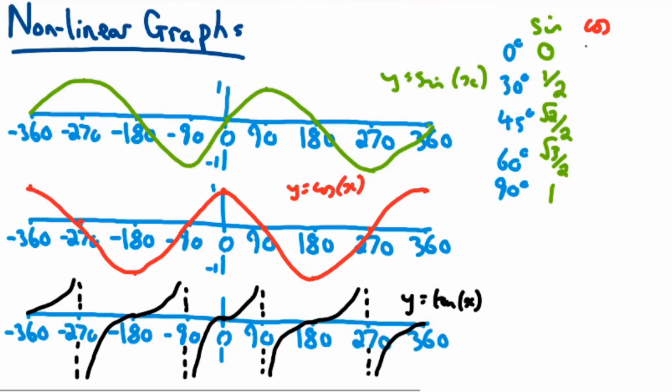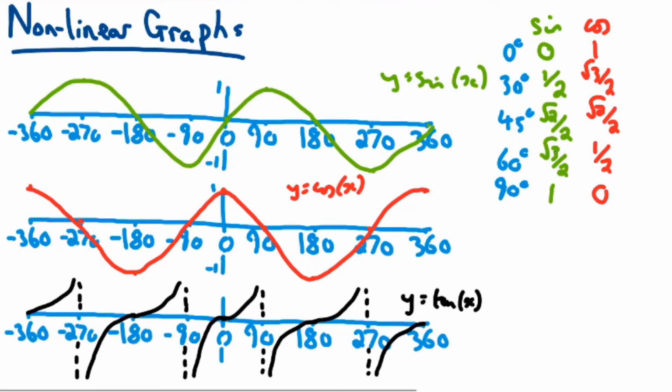For cos, cos of 0, we can see here is 1. Then cos of 30 is root 3 over 2. Cos 45 is root 2 over 2. Cos 60 is a half. And cos 90 is 0. And as you may be able to see here, therefore, the sine and cos values that you're expected to know are just the same as each other, just in the reverse order.